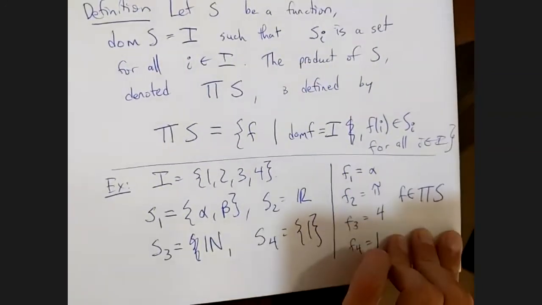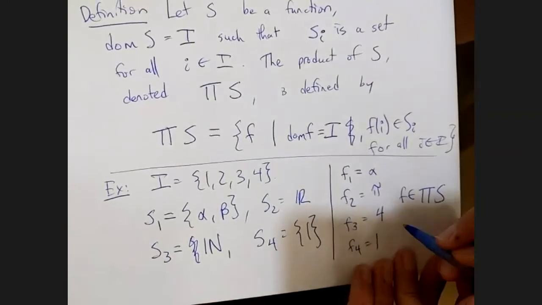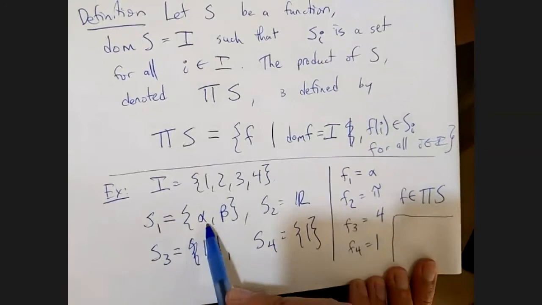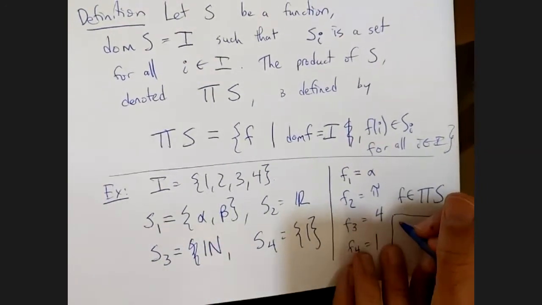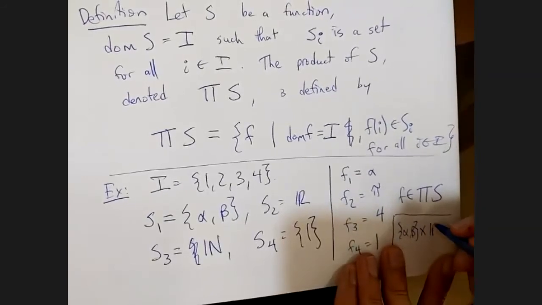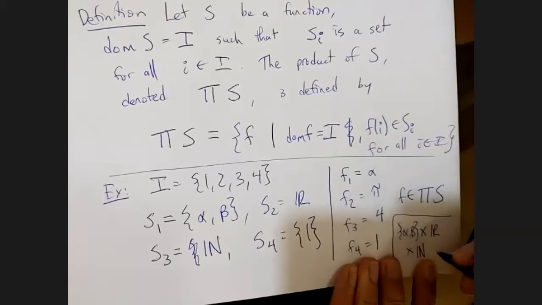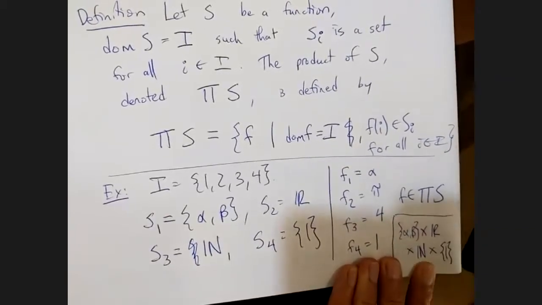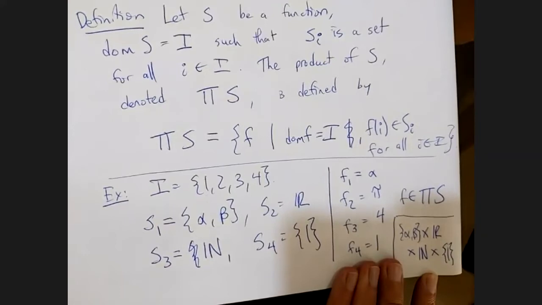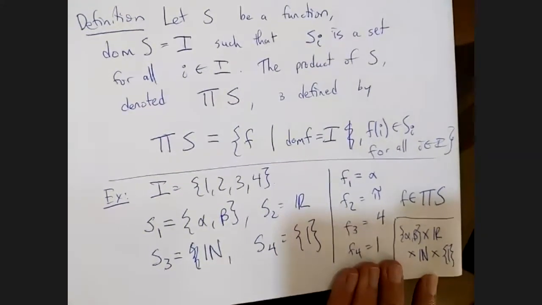And it is very similar to just taking the Cartesian product of these 4 sets. It's like alpha beta cross R cross N cross the singleton 1. Okay. So using functions, we get a way to define really complicated Cartesian products.